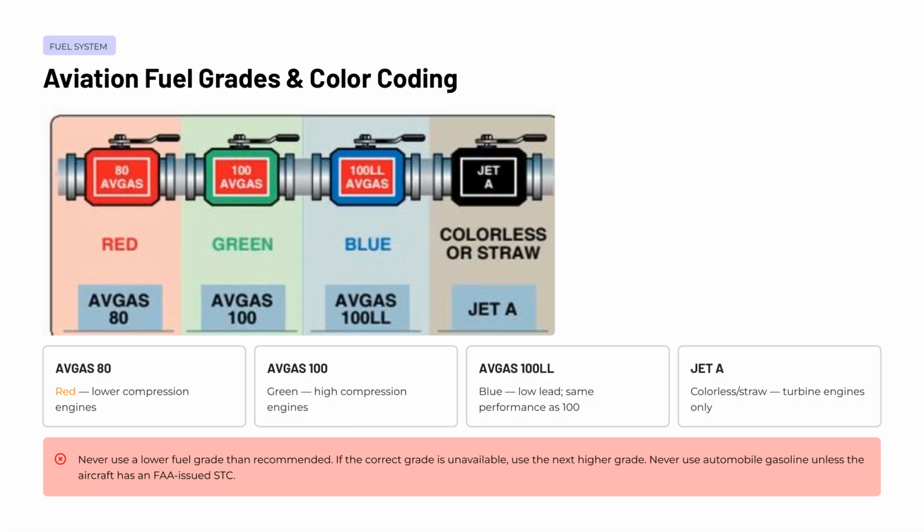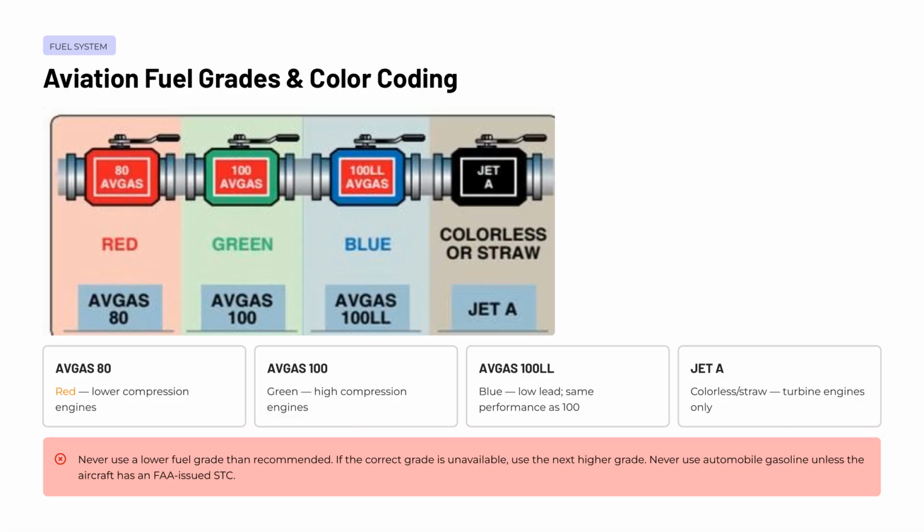Avgas 100, low lead, commonly called 100LL, is blue and delivers the same performance as Avgas 100, but with a reduced lead content. It is by far the most widely available aviation gasoline today. Jet A is colorless or straw-colored and is strictly for turbine engines.